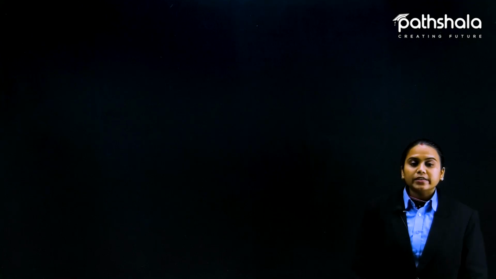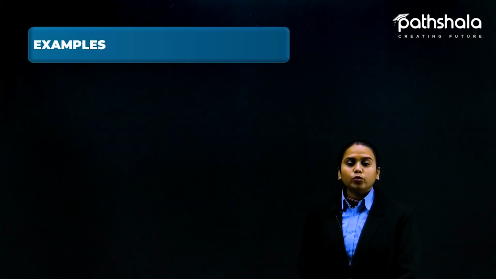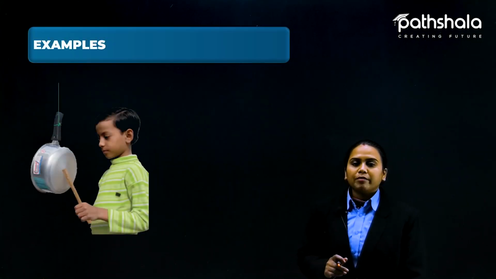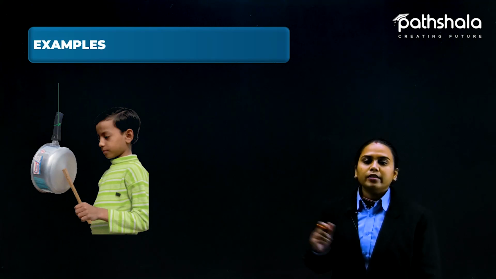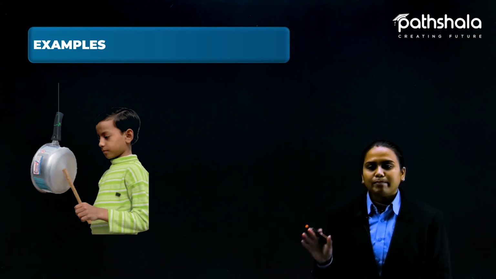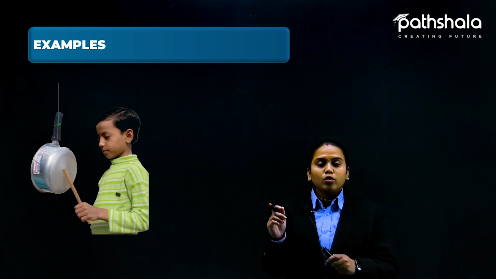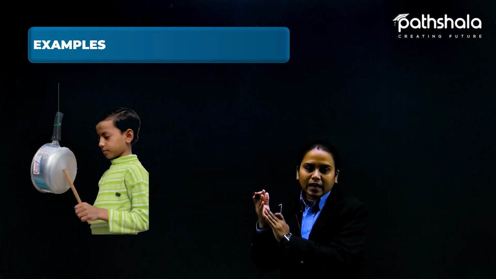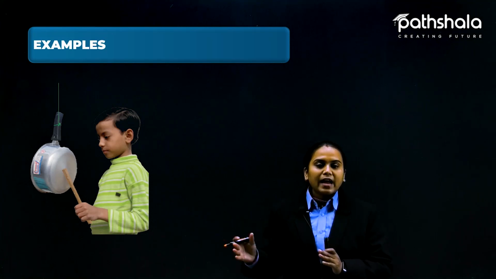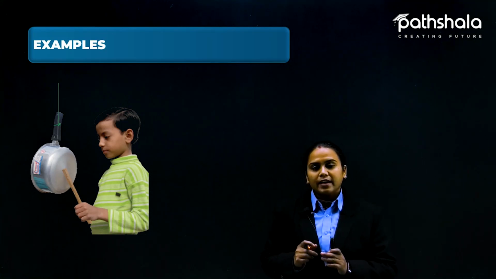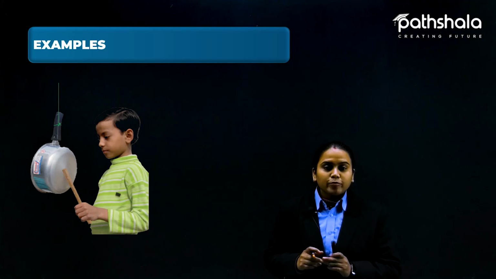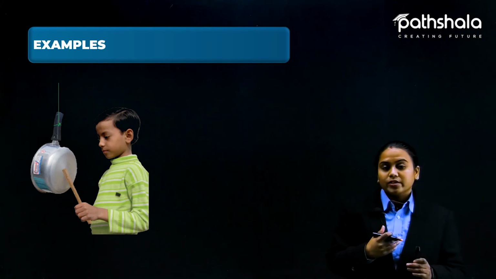So students, here are some examples related to vibrations. Have you done this before? You can take a pan from your home and strike it. When you touch that pan again, you will feel the vibrations in the aluminum part. This is what vibrations are.